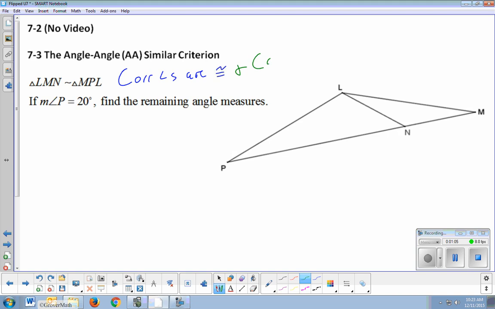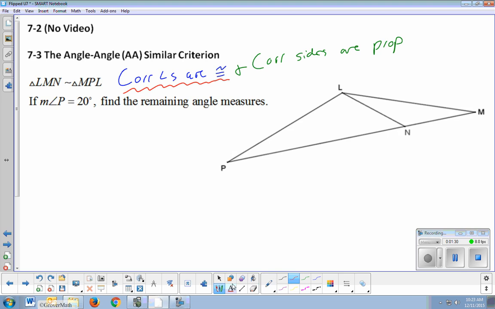And corresponding sides are proportionate. But we're not going to be talking about that in this video. We'll probably talk about that in the next video. This one, we really want to focus on corresponding angles being congruent and how we could use that to show that two triangles are similar. Here we're told they're similar, and so that means corresponding angles are congruent.